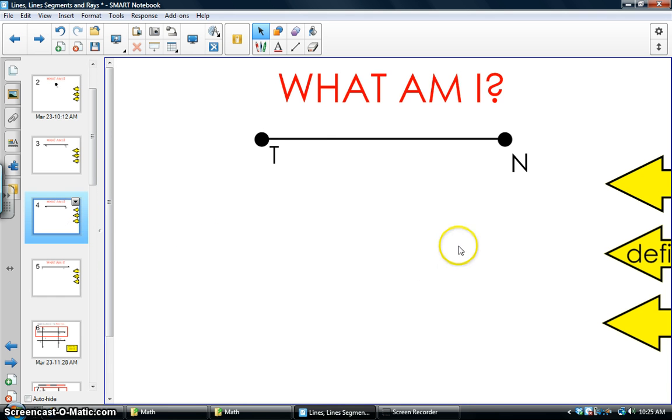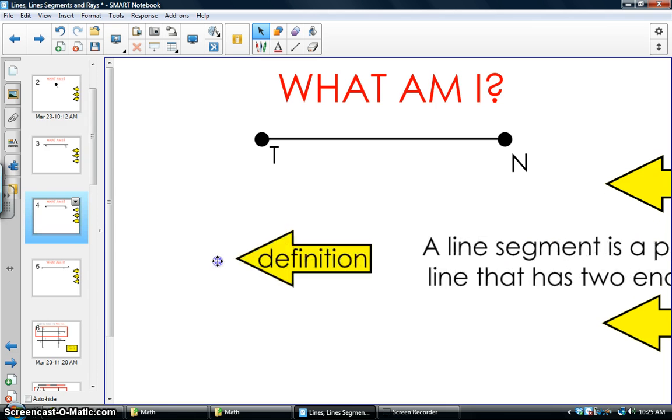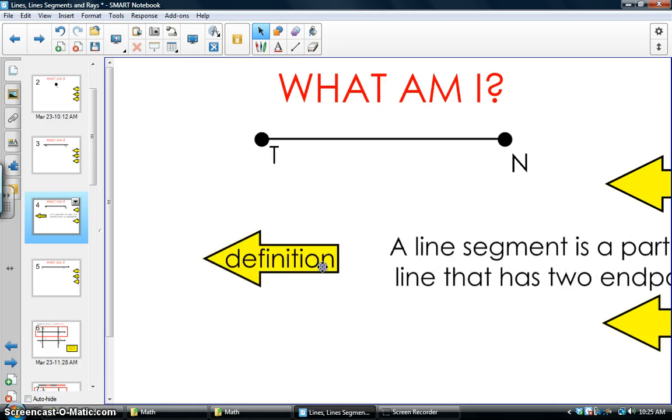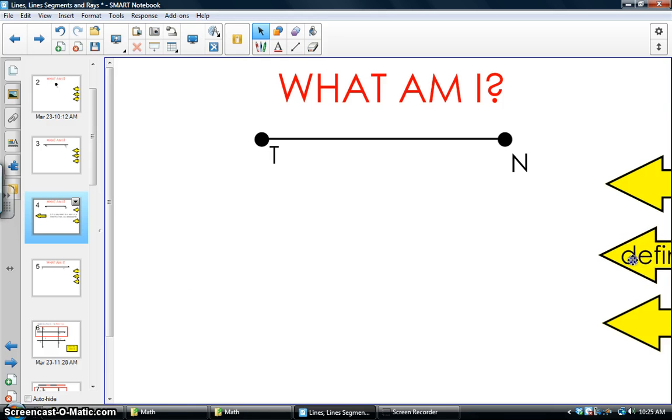Next is line segment TN or NT. Should have done that backwards. TN, NT. A line segment is part of a line that has two endpoints. It actually has a starting and ending. It does not go on forever.